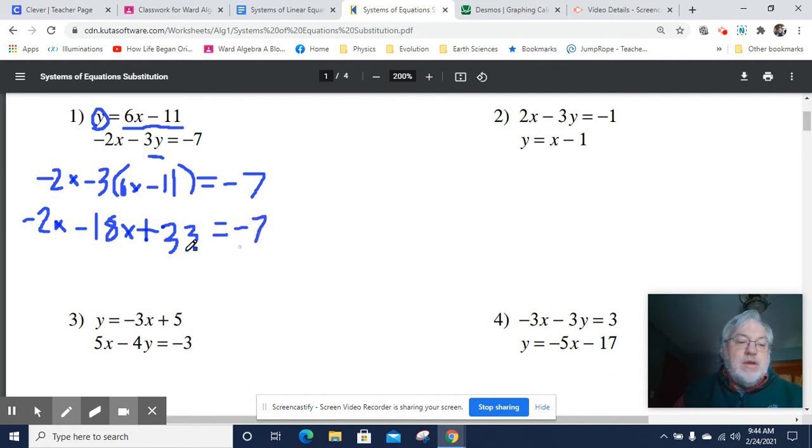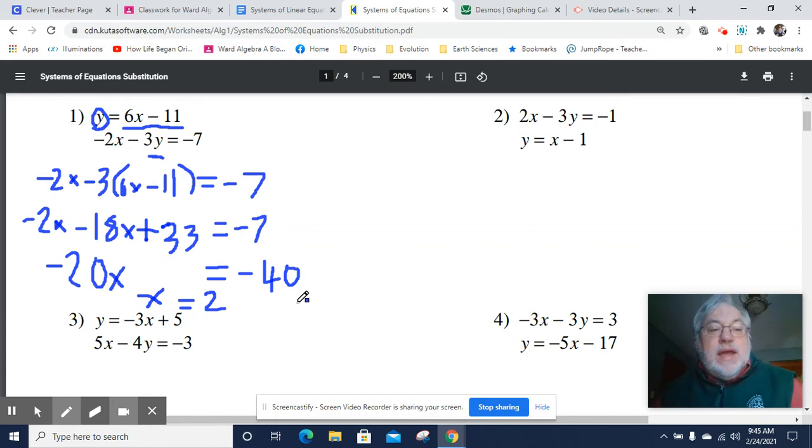All right, so I'm going to combine my like terms. Negative 2x minus 18x is negative 20x. And then I can subtract 33 from both sides. So one-stop shopping. If I take 33 away from both sides, it goes away here. And over here, it becomes negative 40. And you can see this is going to end up being fairly neat and tidy. Now we'll divide both sides by negative 20. And x will end up equaling 2.